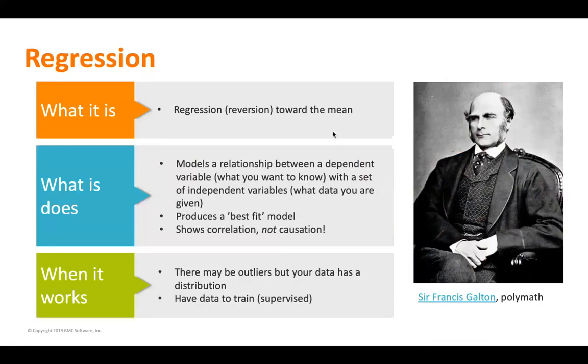Okay. So let's talk about what regression is. The literal definition is that regression is reversion towards the mean. And the idea here is that if you have a data set that has a shape to it, or a distribution that's somewhat regular, you can establish the mean for that distribution and then create a mathematical model that will allow you to predict it. Now, the way you establish the mean is that you have to look at a specific single dependent variable that you want to predict or you want to model.